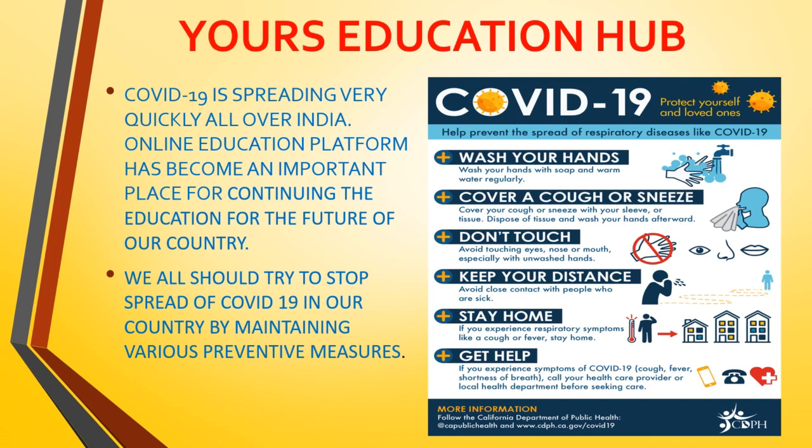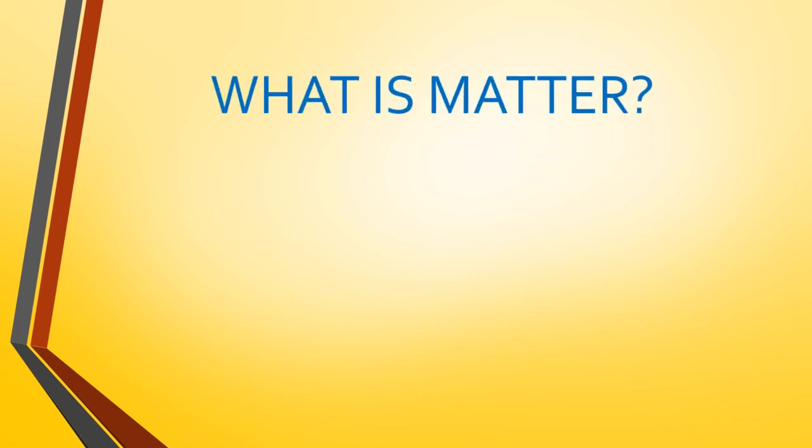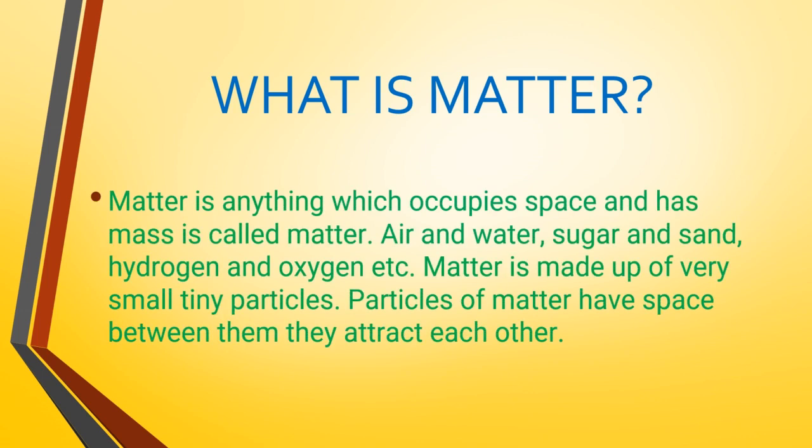And before that, let's start the chapter. So, what is matter? Starting the chapter with a question: what is matter? Matter is something that is present in each and every particle. We can see matter in our everyday surroundings. So, let's read the definition now. Anything which occupies space and has mass is called matter.